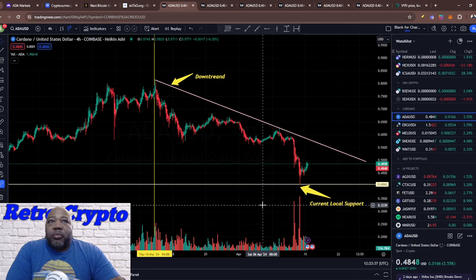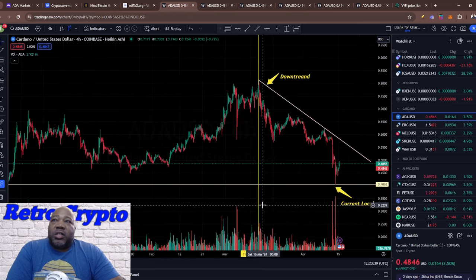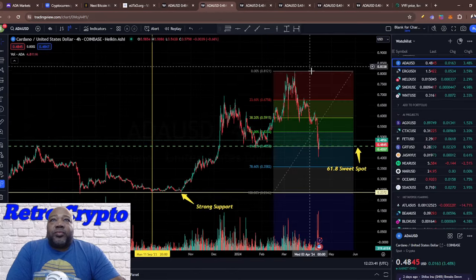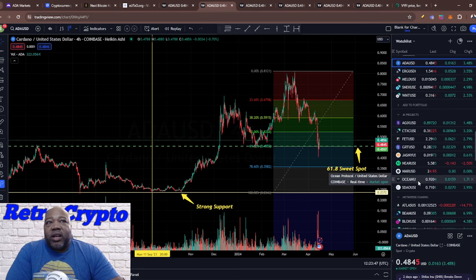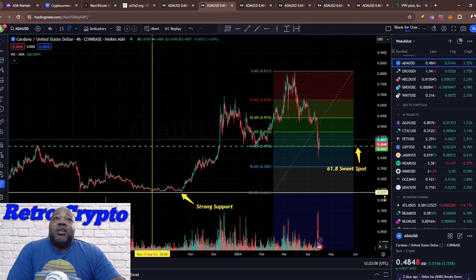And that's the local support. It's not really a strong support. It's just the local support. Now, the strong support is at 0.2372. I hope we never see Cardano that low again, but anything's possible. 23 cents could happen, but I don't foresee it anytime soon. I really don't. That's how much I believe in the project.